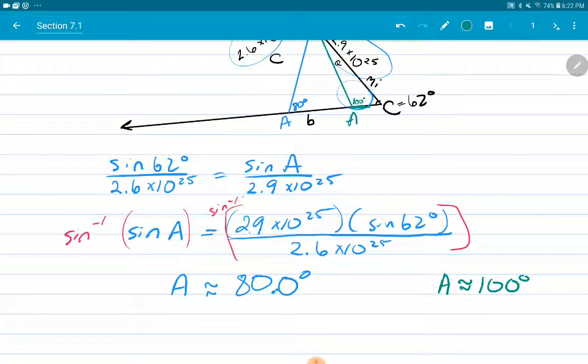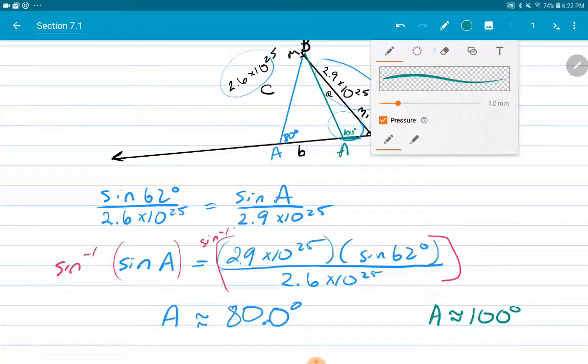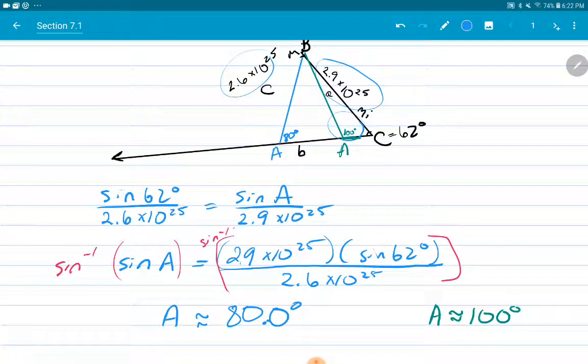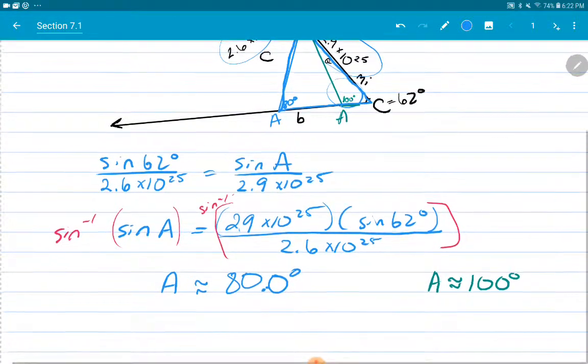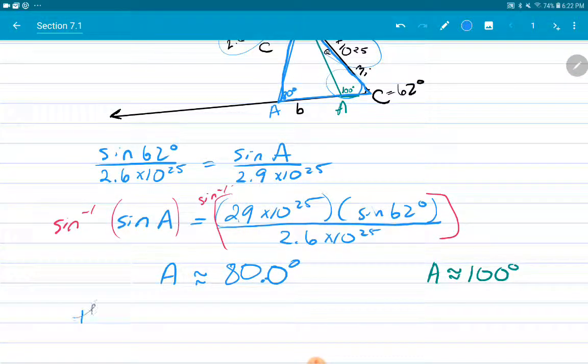So let's assume that we have the situation with the blue. So we have the blue triangle, so that looks like this. We have that 80-degree angle at A. If A is an 80-degree angle, then angle B must be, using the triangle sum theorem, 180 degrees minus the 80-degree angle A minus the 62-degree angle C, which gives us a 38-degree angle for angle B.